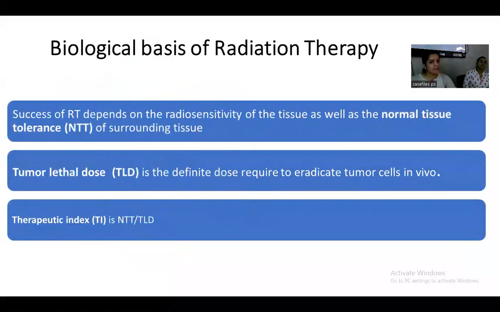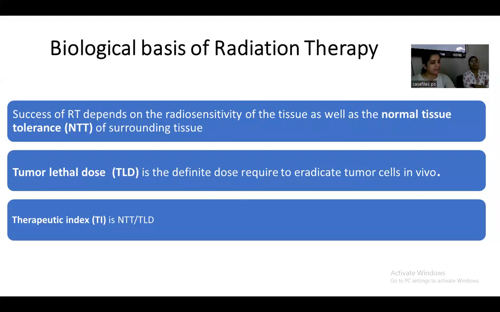Success of radiotherapy depends upon the radiosensitivity of the tissue as well as the normal tissue tolerance of the surrounding tissue. So we have two terminologies, that is the tumor lethal dose, which is defined as the dose required to eradicate the tumor cells in vivo. And we define a therapeutic index, which is the ratio of normal tissue tolerance to the tumor lethal dose.